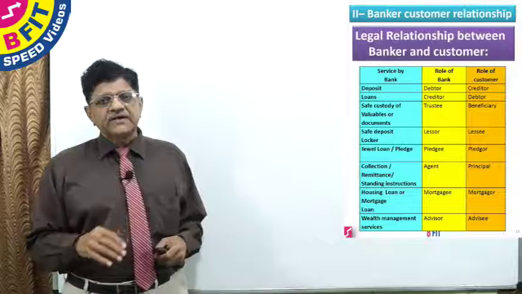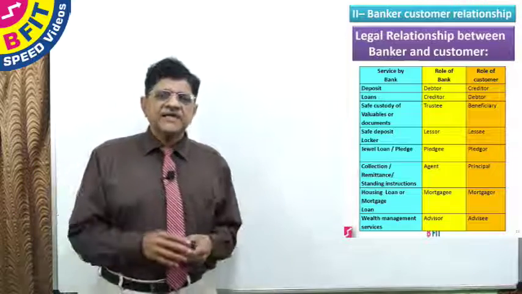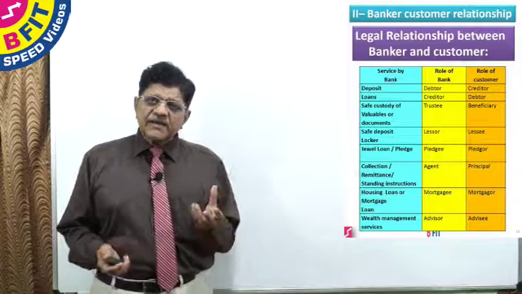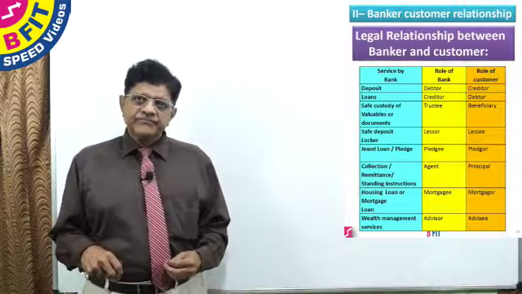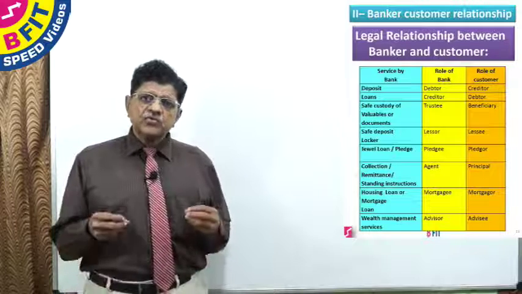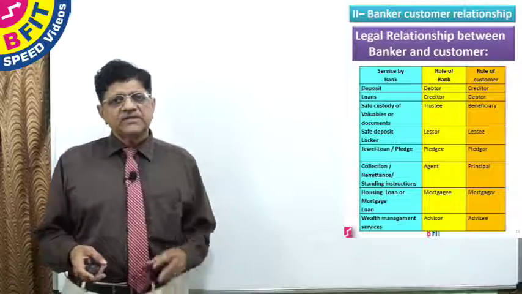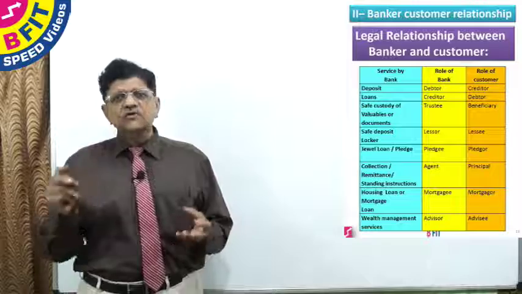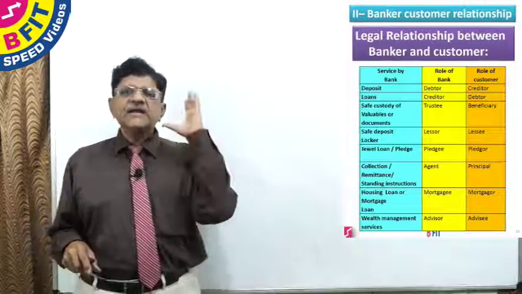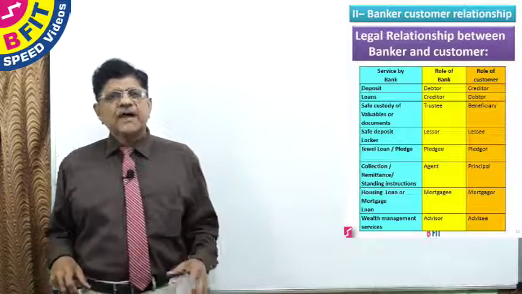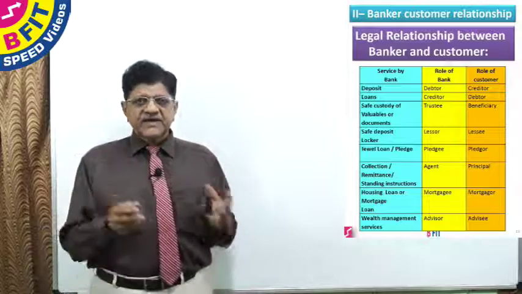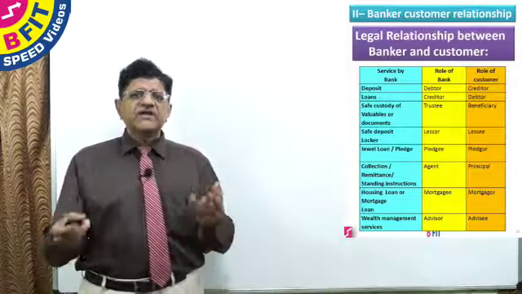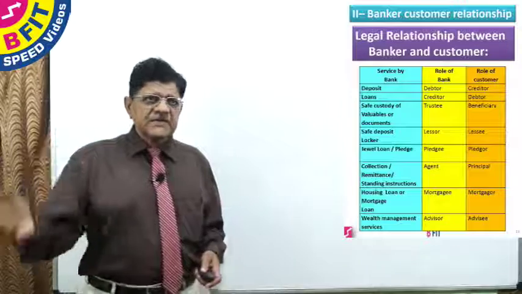On the other hand, let us say a person takes a housing loan from a bank. In this case, who is the borrower? The customer is the borrower. And who is the person who gives the loan? The bank gives the loan. Therefore, the bank is the creditor and the customer is the borrower. The roles are reversed here. This is the primary or general relationship between a banker and customer, that of a debtor or creditor, depending upon whether the bank has taken a deposit or has given a loan. Then there are some special relationships.